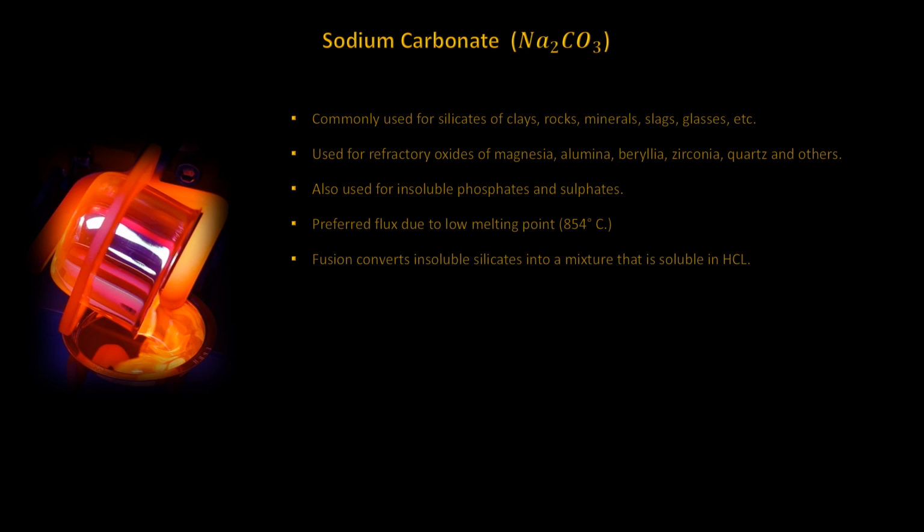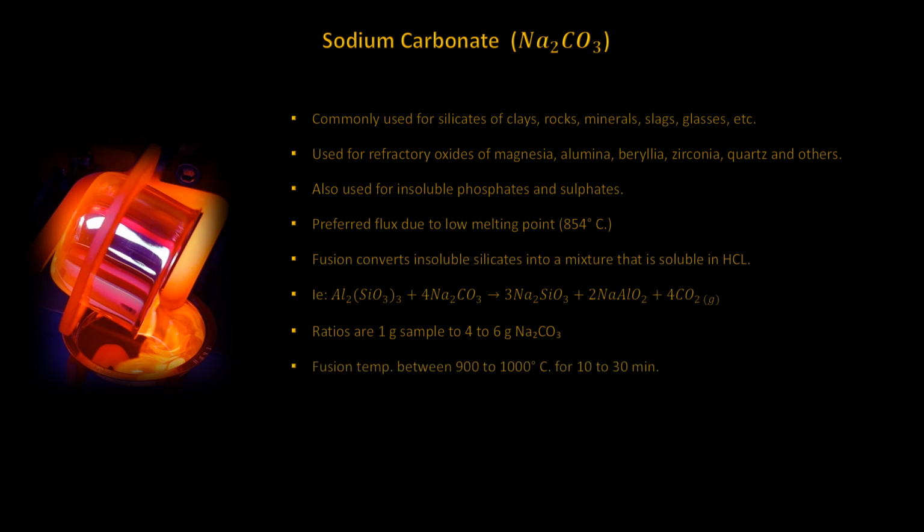When used as a fusion flux, it will convert insoluble silicates into soluble fusion cakes, which become soluble in hydrochloric acid. For example, aluminum metasilicate is converted into sodium aluminum oxide, along with sodium silicon trioxide, both of which are soluble. 1 gram of sample is usually mixed with 4 to 6 grams of sodium carbonate, which is dependent on sample type. It is then fused at temperatures between 900 and 1000 degrees centigrade for 10 to 30 minutes.